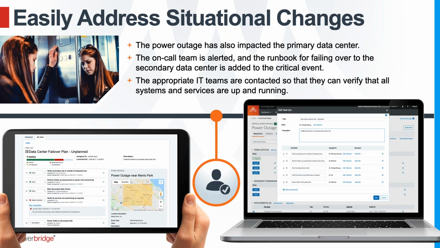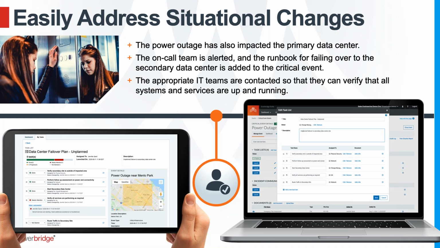So in this case, if the power outage also impacts IT services or impacts the data center, then because we're leveraging the communication capabilities that are built into the Everbridge platform, it means that we have integration into the incident templates that are also leveraged by our IT alerting solution. So this means that you can alert the on-call team and leverage the task list to communicate the run book for failing over to a secondary data center and ensure that services are up and running.